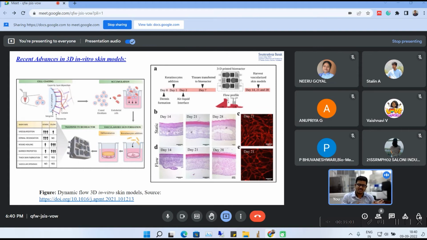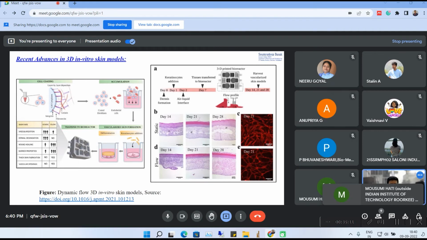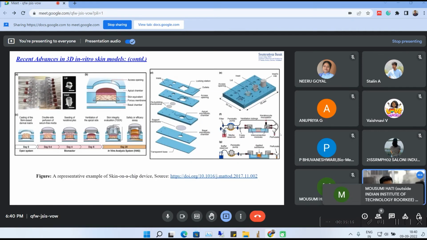One of the applications is drug screening and drug delivery. These kinds of applications can use such 3D models. So that is a 3D printed one.